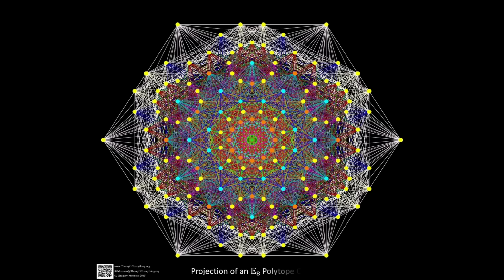Here is a projection of an E8 polytope onto 2D space with particles assigned to roots.